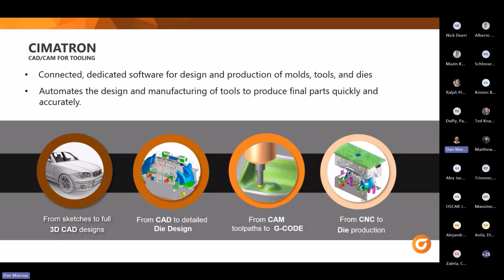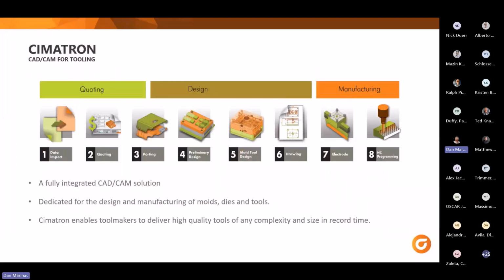From there, you'll work with dedicated die design tools to speed the process of die design, which you'll see here today. Again, completely integrated is 3 to 5-axis CAM software to create your G-code, and from there you can go direct from CNC to die production. All aspects of the die process are understood and have packages to address it.